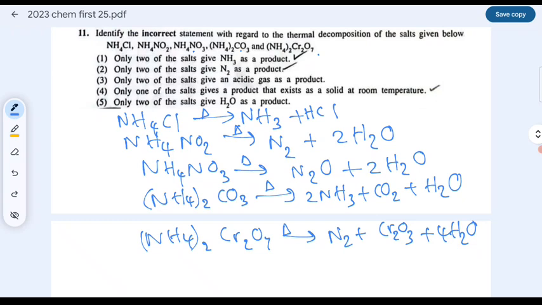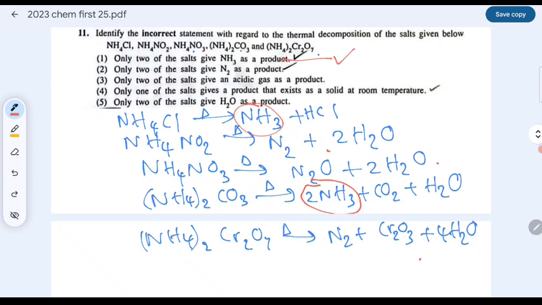Only 2 of the salts give ammonia as a product. Let's see. Ammonium chloride gives ammonia as a product. Then here it does not give ammonia. Then again we can see ammonia as a product in the thermal decomposition of ammonium carbonate. Here it does not give any ammonia. So that is correct. Only 2 of the salts give ammonia as a product.